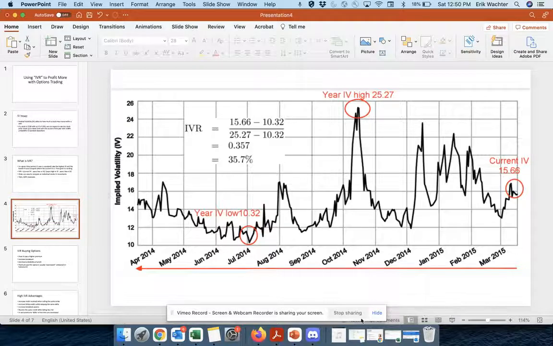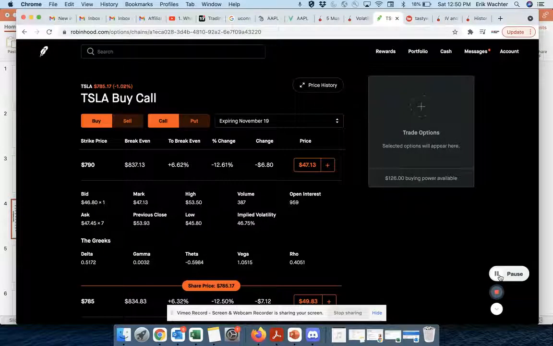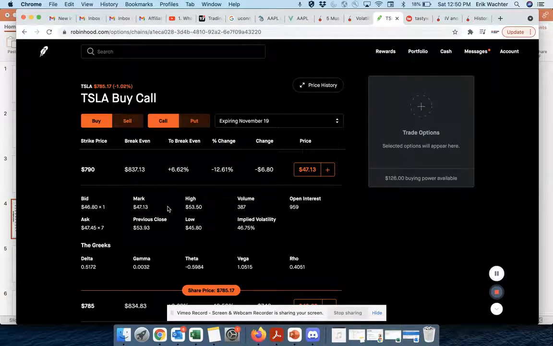So let's pause this and look at some Robinhood options chains. I'm looking at Tesla's 790 call, November 19th expiration. You can look on Robinhood and see implied volatility here. But the problem is I don't know if that is a high volatility for this particular stock, because I have no context to compare that to.